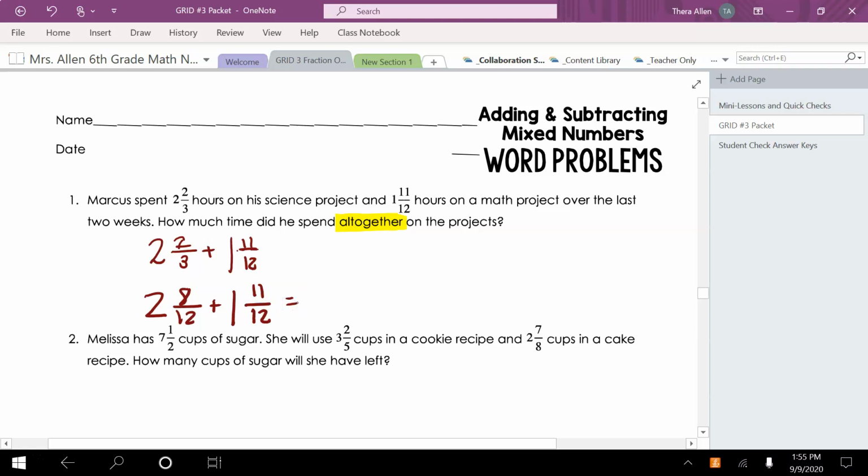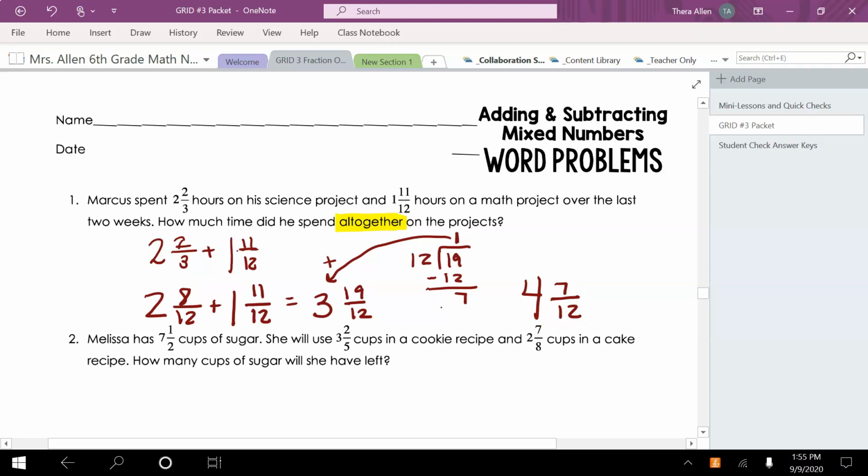We will add our whole numbers together. 2 plus 1 is 3. Keep our denominator, and then 8 plus 11 is 19. 3 and 19/12. I have an improper fraction here, so I have to divide. I divide 19 divided by 12. 12 can go into 19 one time. 1 times 12 is 12. I subtract and I'm left with 7. Now this 1 gets added to this 3. 1 plus 3 is 4. And then 7 is my numerator and 12 is my denominator.